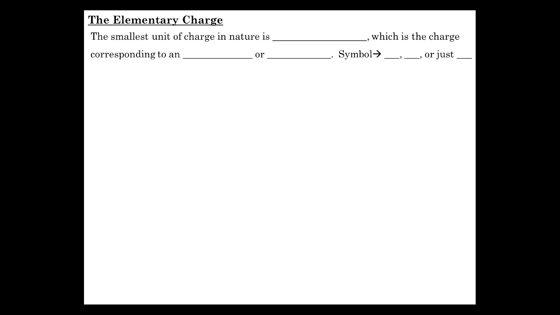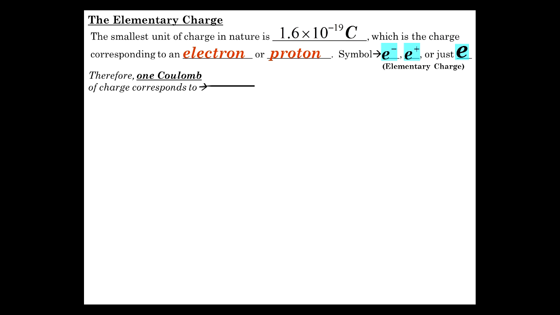So we have the smallest unit of charge in nature being the elementary charge, 1.6 times 10 to the negative 19 coulombs. It's an electron or a proton. Symbols: e negative for electron, e positive for a proton, or just generalize it by calling it e. So that's the elementary charge.